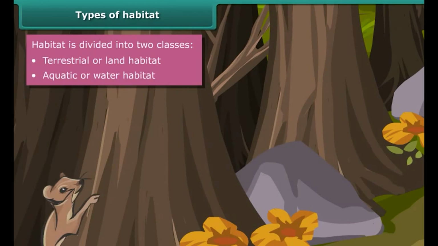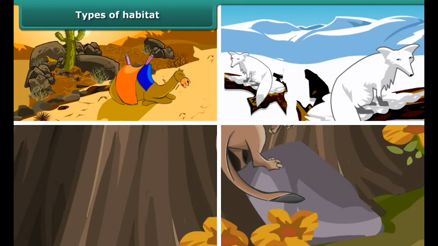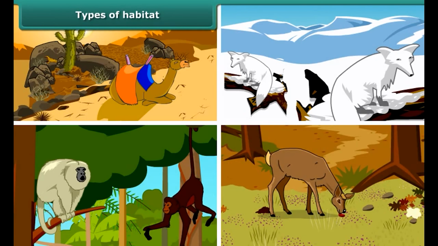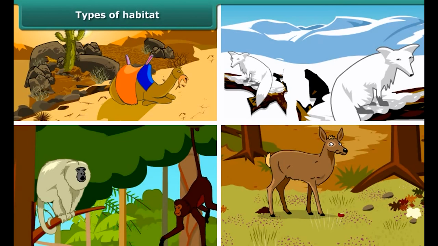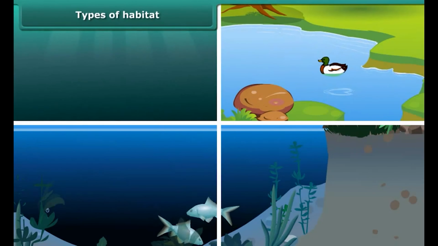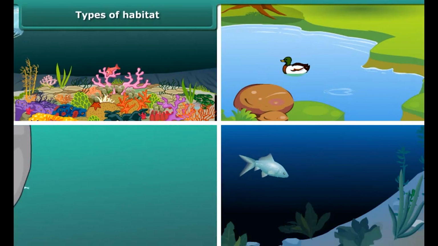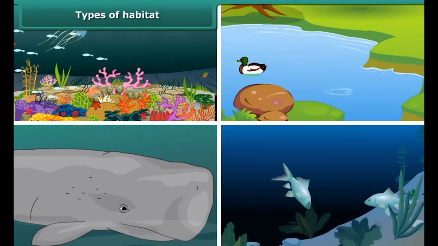1. Terrestrial or land habitat. 2. Aquatic or water habitat. The habitat of living organisms found on land is terrestrial habitat. Desert, mountains, forest, and grasslands are examples of this category. Whereas the habitat of living organisms found in water is aquatic habitat. Sea, ponds, oceans, and lakes are examples of this category.